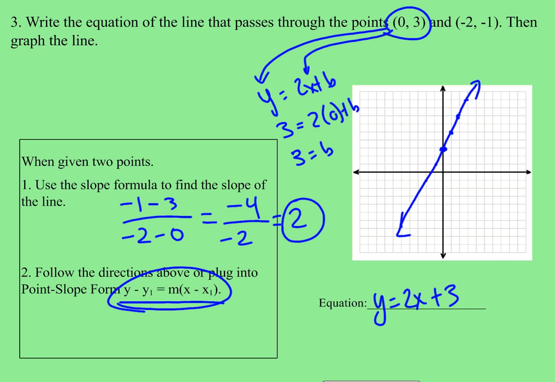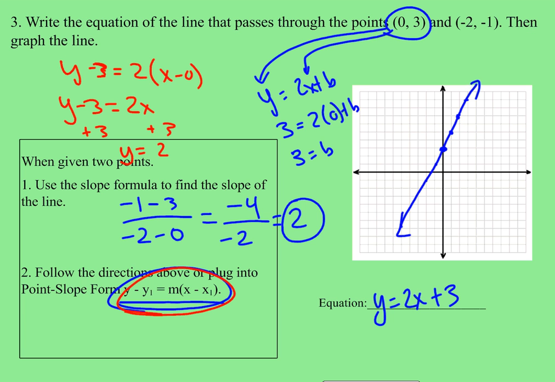So the second way to do it would have been to put it into this thing. So I'll even use the same point. I just go y minus 3 equals 2x minus 0. So I end up with y minus 3 equaling 2x. Add 3 to both sides. Hey there, look what I get. There's my answer.